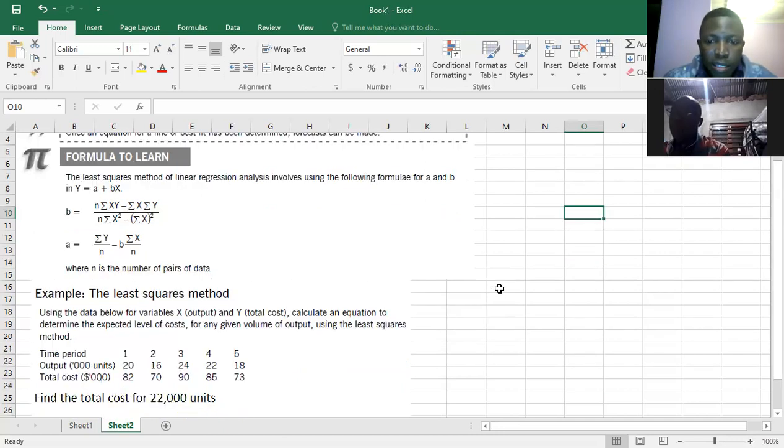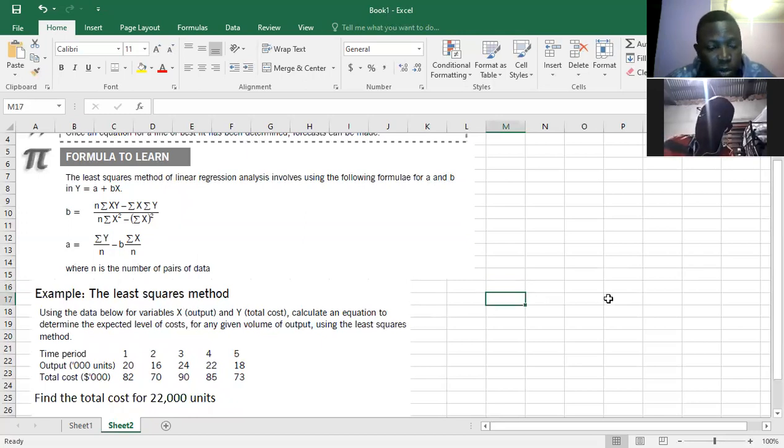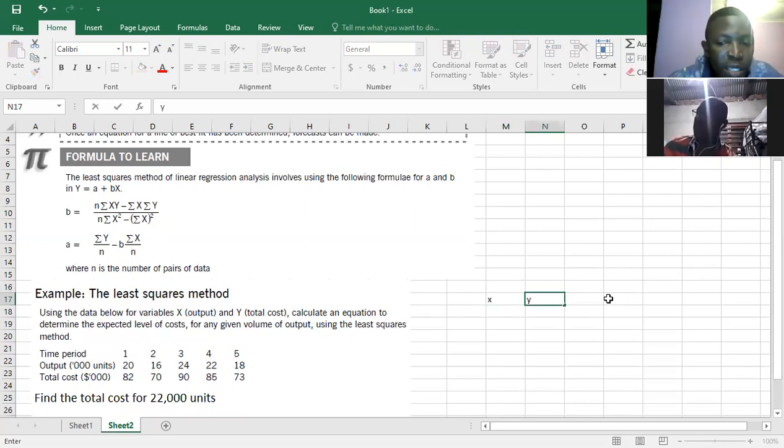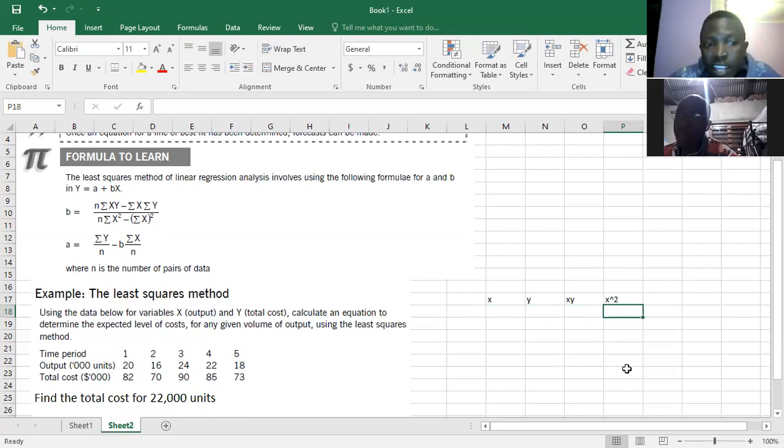So let us demonstrate using our data here. There is units produced and the costs, of course, as well. These are in thousands. So we will still have the column for x and the column for y. We will still need the column for xy and the x squared. We don't need the column for y squared.